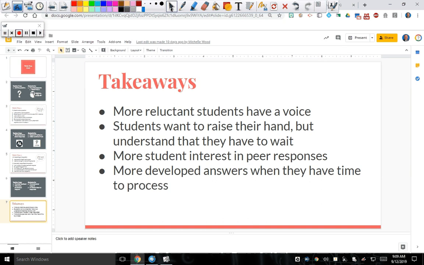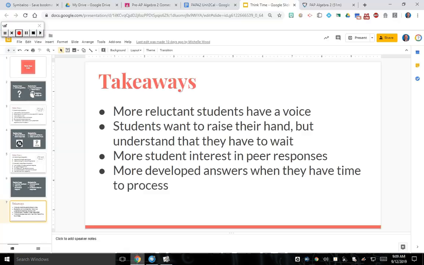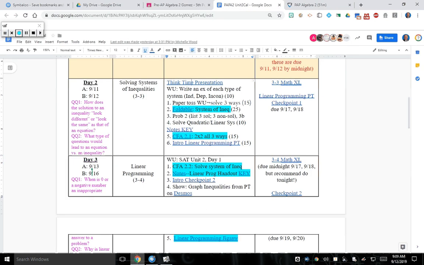Bullet 2, students want to raise their hand, but understand that they don't have to. Just wait. I will call on you. And then more student interest in peer responses. That's a huge one. You're listening to how your peer understands this. What is it to them in their world? And it could affect your understanding and what it is in your world. More developed answers is the key when they have time to process. So it's not just being quiet and being respectful, it's also listening and learning from those responses.